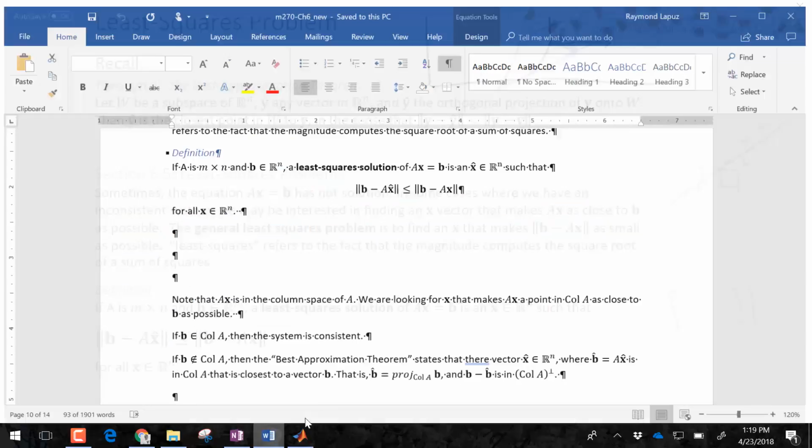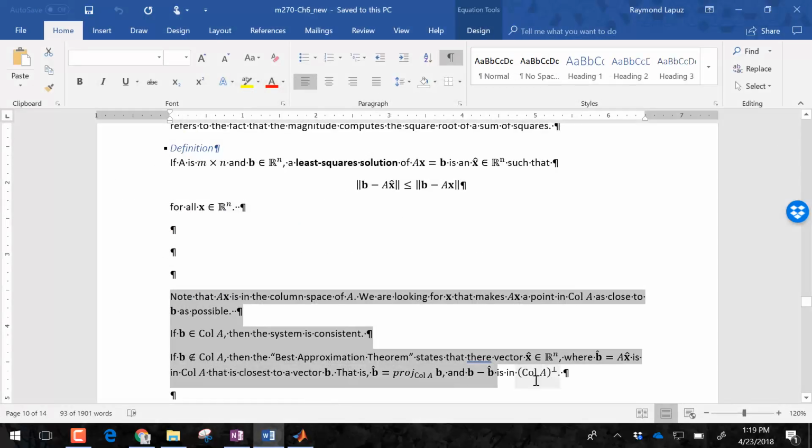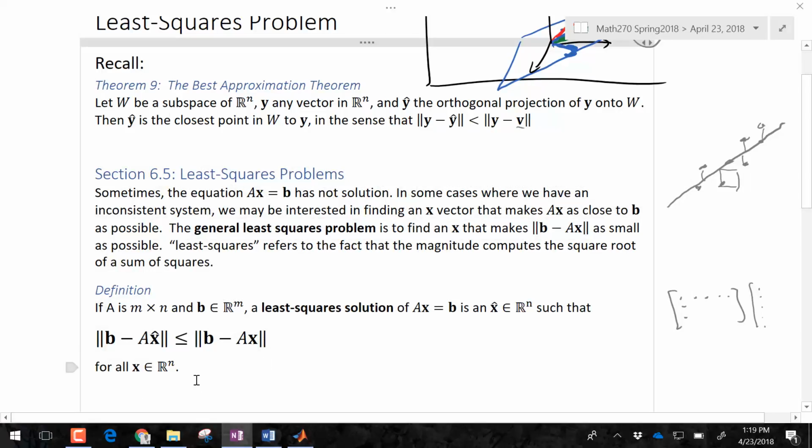Okay, all right. So what was I trying to say? I was trying to say that we're going to relate this to spaces, to the column spaces, and then we're going to move to an example.